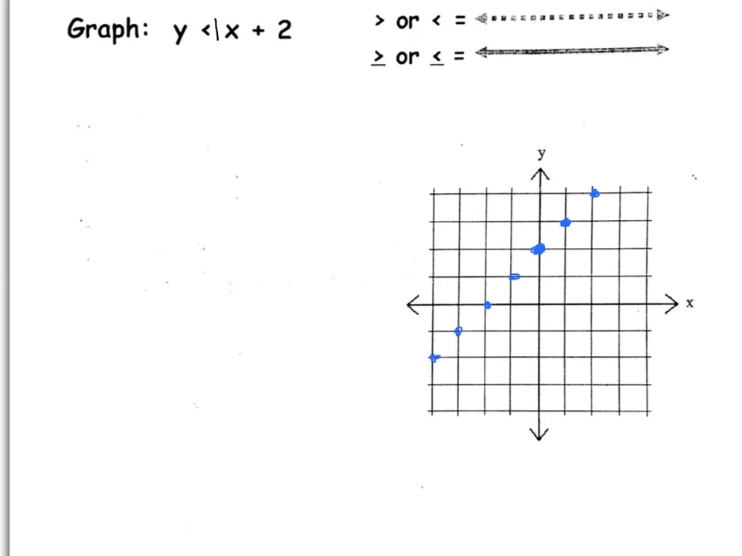So now here's where the things are a little bit different. You have to look at the inequality sign. You'll see that it is just a regular greater than or less than. So we know that the line is going to be dashed. So to connect these dots, we make a dashed line.